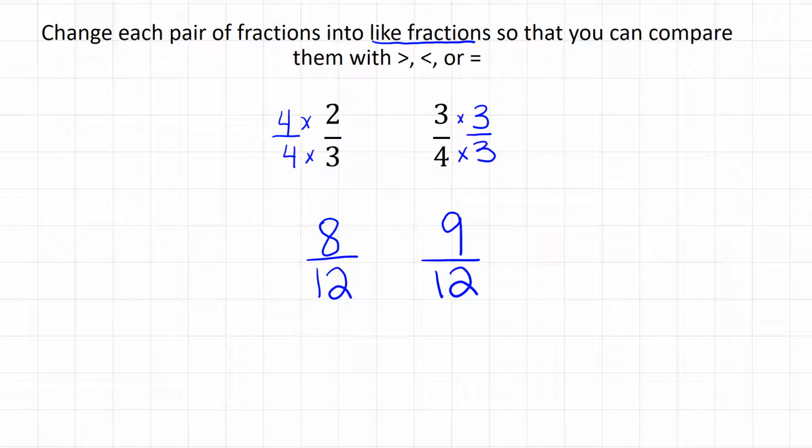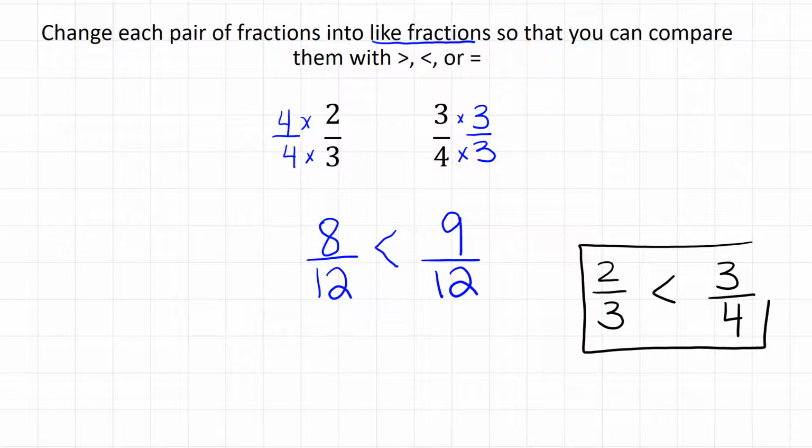So now I can compare these two fractions. I have the same denominators, so all I have to look at are the numerators. I've got 8 as my first numerator and 9 as my second numerator. I know that 8 is smaller than 9, so the symbol I'm going to put in between is the less than symbol, because 8 is less than 9. So my final answer for this question, going back to our original fractions, not our equivalent ones, is 2/3 is less than 3/4. Okay, so that's our final answer.